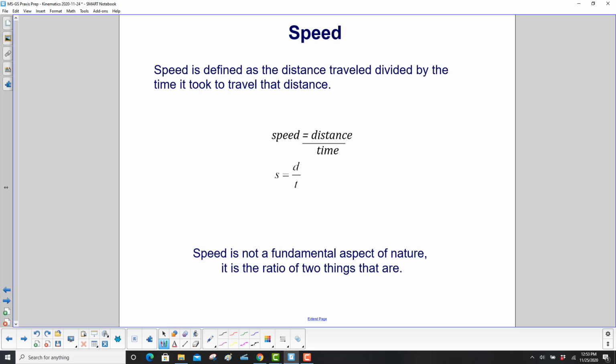Speed is defined as the distance traveled divided by the time it took to travel that distance. Or, just using their letters, s is equal to d over t. Speed is not a fundamental aspect of nature, but it is the ratio of two things, distance and time, that are.